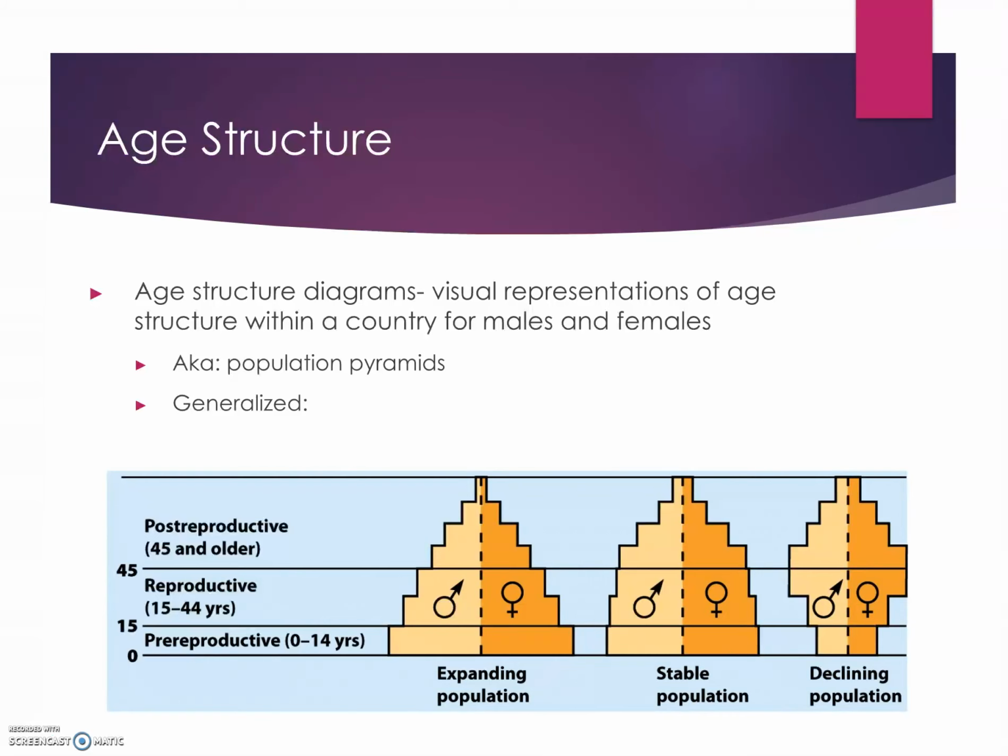And then the third one is a declining population, or an inverted pyramid. The total fertility rate is below 2.1, and there's a decreasing number of females within each younger age. So that population would be declining.